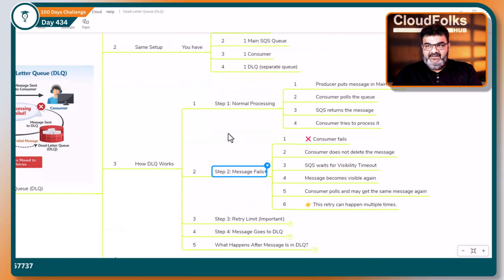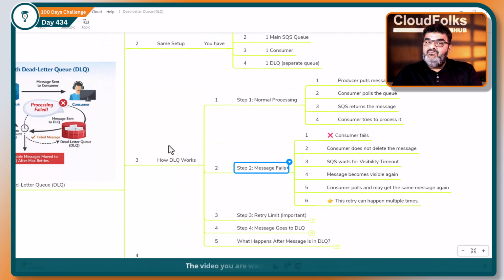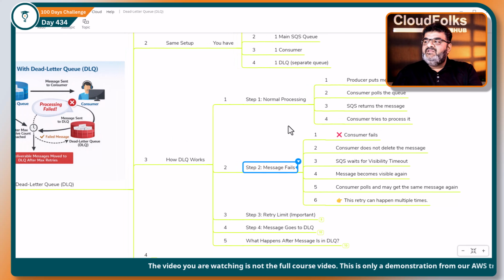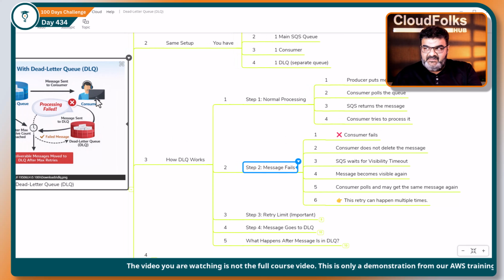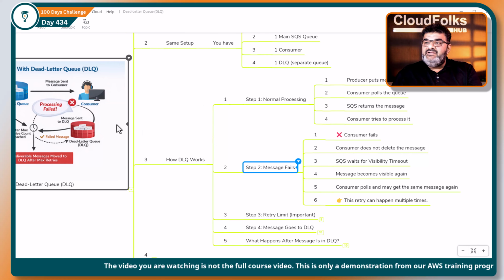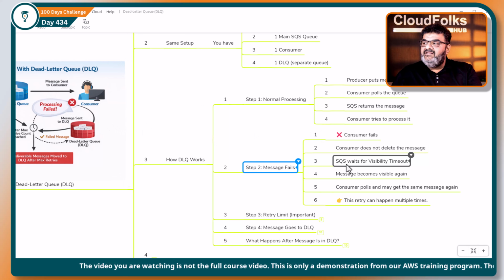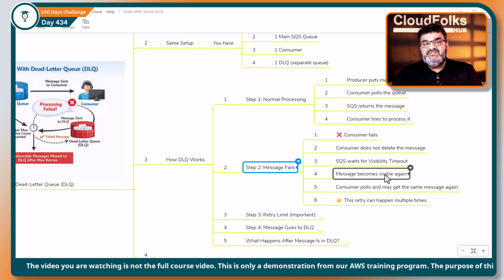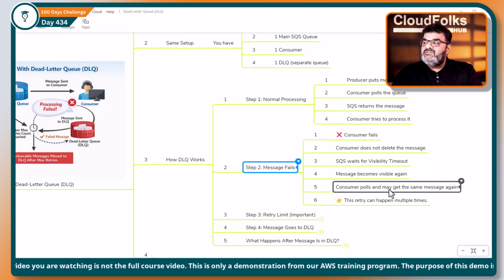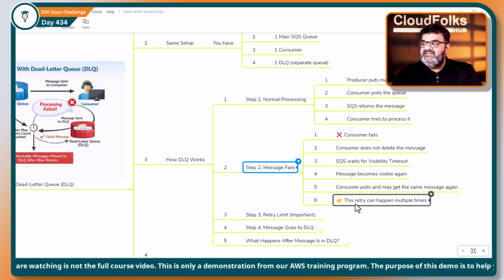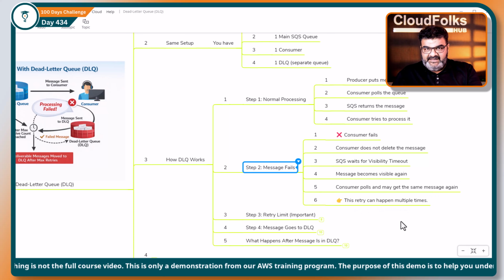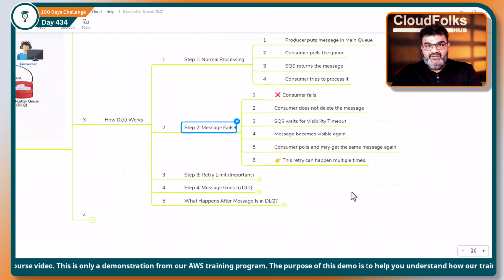Now, the message fails, right? Same situation as we had in point number 1. The consumer fails to process this message. The consumer does not delete the message, right? SQS waits for the visibility timeout. The message becomes visible again. The consumer polls and may get the same message again. This retry can happen multiple times. This is a problematic situation. But this time, we don't have to worry about it because we have DLQ.